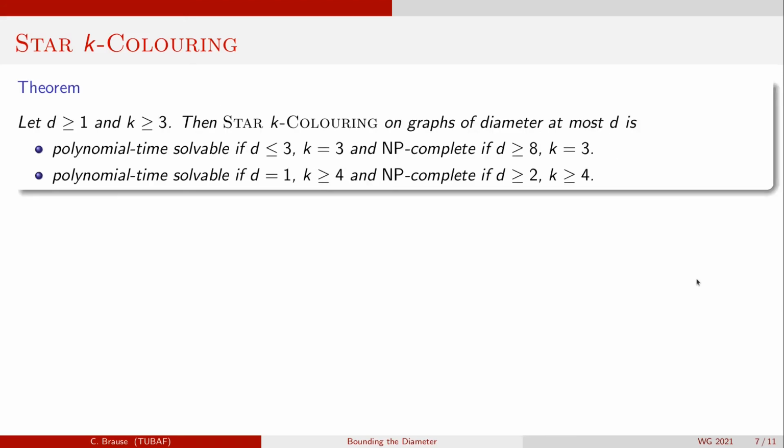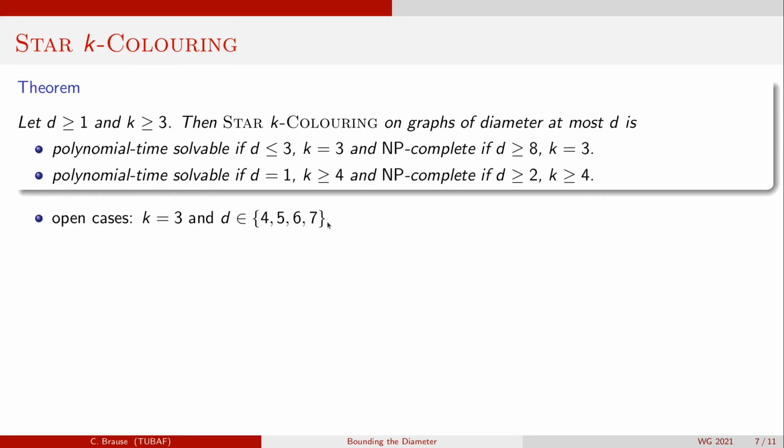Let me restate our main theorem for star k-coloring, and we find that there are some open cases, and these are particularly that where we have 3 colors and where we have as input graphs of diameter at most 4, 5, 6 or 7.